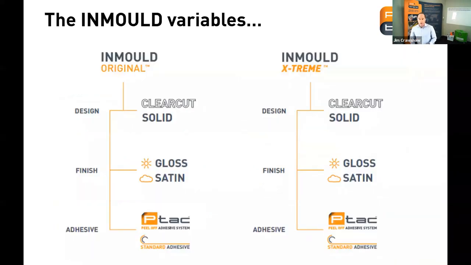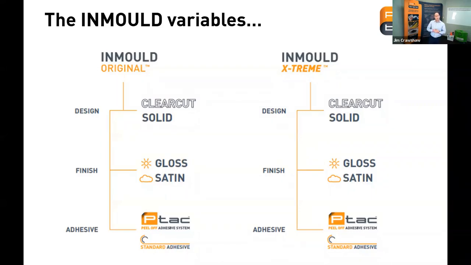So moving on, the different InMold variables. So we're talking about InMold Original and InMold Extreme here. And when we talk about the design, we have what we call either our clear cut or our solid background design. And the clear cut is where we might cut away parts of the graphic. So the graphic might be composed of several parts, such as letters within a word. And a solid background is where it's one piece. You can apply the graphic down as one piece. Doesn't need any application tape.